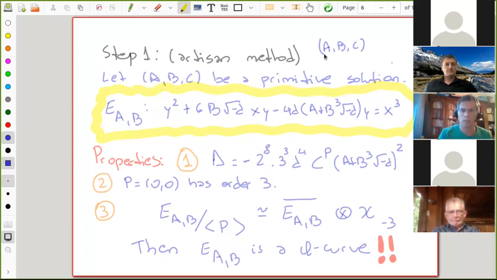So A, B, and C are the pairs coming from a solution attached to our equation, and we're going to construct an elliptic curve out of it. The elliptic curve is the one given in this yellow mark. It's y squared plus 6b square root of minus d times xy minus 4d(a plus b cubed square root of minus d) times y equals x cubed. Then you may wonder, how do you come up with such an equation? When you try to search for this equation, there is not a canonical way to get it. And actually, there are many different geometric objects attached to a solution.